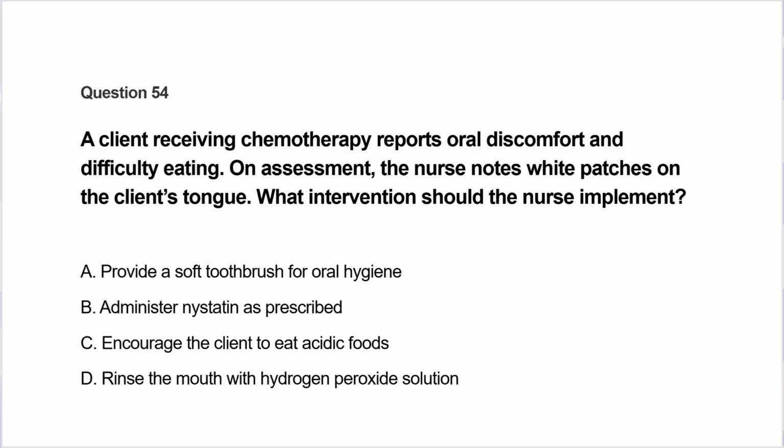54. A client receiving chemotherapy reports oral discomfort and difficulty eating. On assessment, the nurse notes white patches on the client's tongue. What intervention should the nurse implement? A. Provide a soft toothbrush for oral hygiene. B. Administer nystatin as prescribed. C. Encourage the client to eat acidic foods. D. Rinse the mouth with hydrogen peroxide solution.